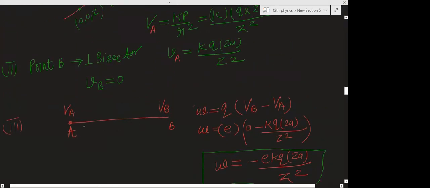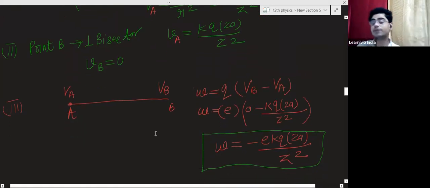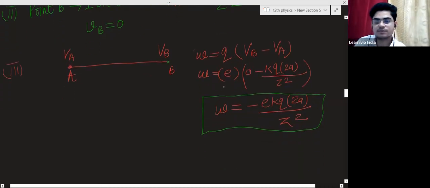So from here, I am just going to finish the class, but one last thing I want to tell you. Have you noticed this work done does not depend on the distance between them, because in this formula we have only calculated the potential. Here is only potential.